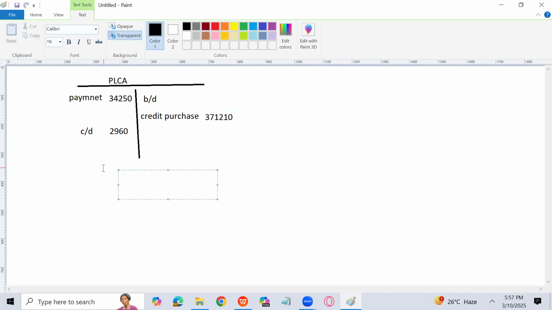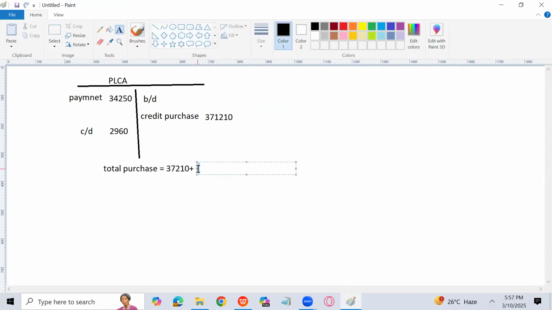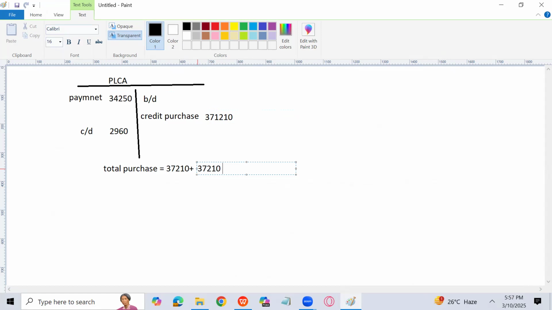And we know that half of the total purchases is credit purchases, which is 37210, and the remaining half is the cash purchases, that is again 37210. So we get the total purchases: 37210 plus 37210, 74420.